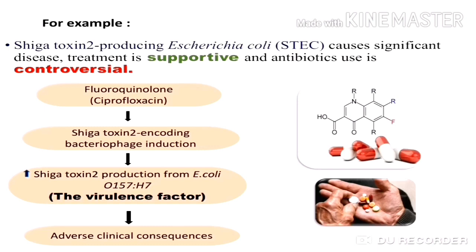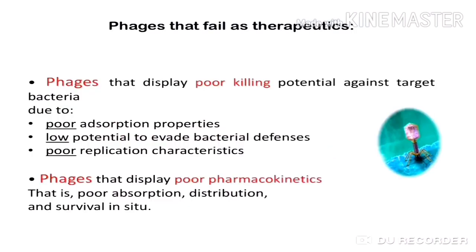So if we give a patient an antibiotic fluoroquinolone, such as ciprofloxacin, this will lead to Shiga toxin type 2 encoding bacteriophage induction, and this will lead to increased Shiga toxin type 2 production from E. coli, which is the virulence factor, and this toxin causes people to have bloody diarrhea, which is considered an adverse clinical consequence.